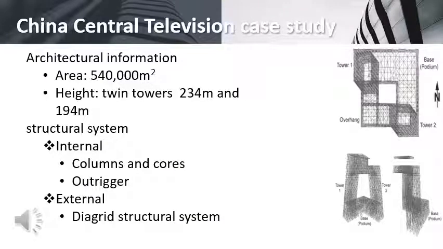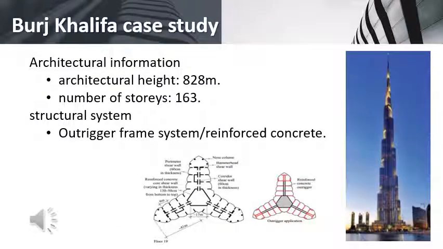Now for the second case study, Burj Khalifa. The architectural height was 828 meters, while the number of stories was 136. The structural system is a reinforced concrete building composed of a hexagonal central core and outriggers.